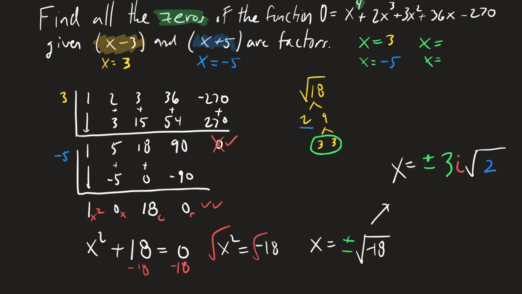Remember we had the other 2 values from earlier. So x equals 3 was one of the answers. And x equals negative 5. So let's count them. 1, 2, 3, 4. 4 answers. Boom. Just like we said. 4 zeros. We got it.